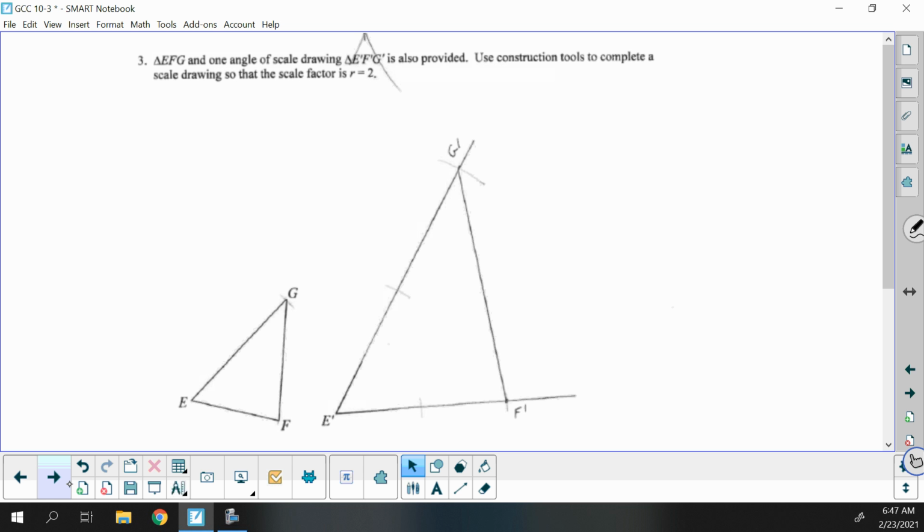So they gave us the angle already, which was nice. All you had to do is extend the sides, mark off twice the distance to get G prime and F prime. So that one should have been a little bit easier.